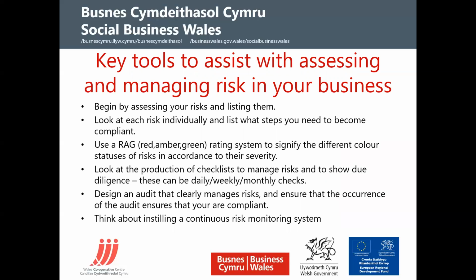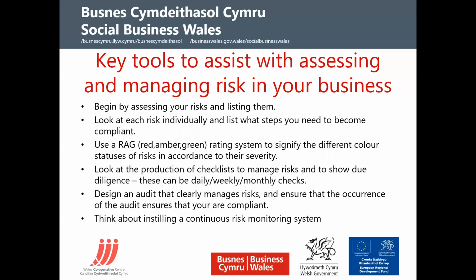So some key tools to assist with assessing and managing risk in your business. The first key important starting point is to begin by assessing your risks and listing them. And look at those risks each individually and list what steps you need to become compliant. And use a RAG rating system, red, amber, green, to signify the different color statuses of risks in accordance to their severity.